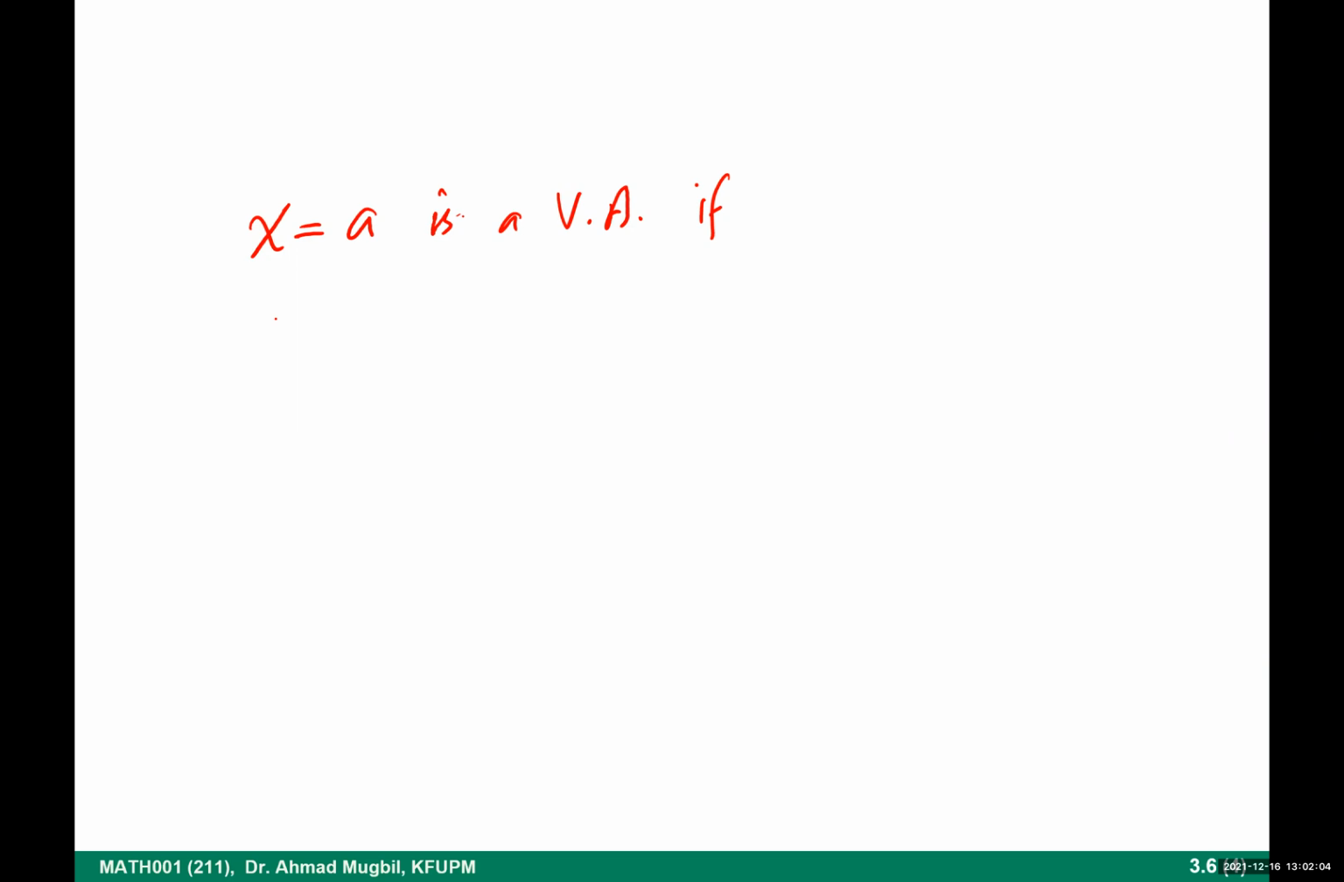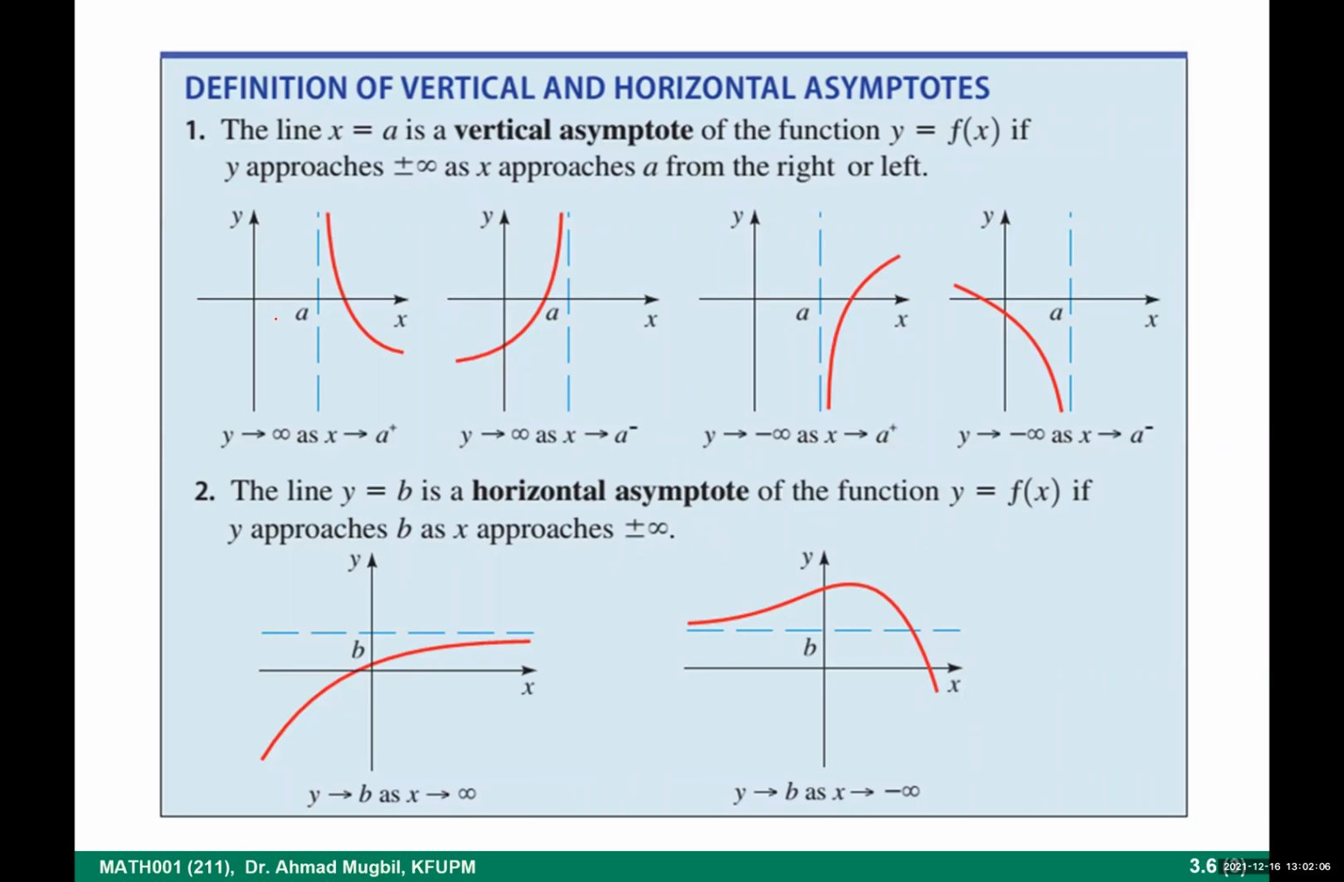Look here. Let me go back to the definition. It is not enough. Yes, you are right, Abdulaziz. It is when the function is not defined. But we will see today some examples where the function is not defined, but it is not a vertical asymptote. So you have to distinguish between these two cases.